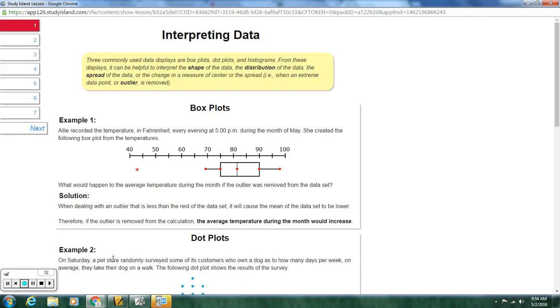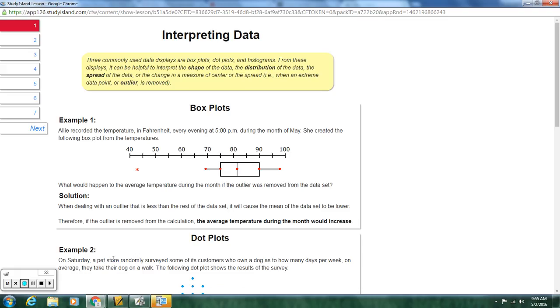So there's your lowest number. There's your highest number in May. Your middle number. Then you've got this little dot out here. So here's your outlier. There was one day in May that the temperature at 5 p.m. was 45. Pretty cold in May at 5 p.m. in the afternoon. So it says, what would happen to the average temperature during the month if the outlier was removed from the data set?